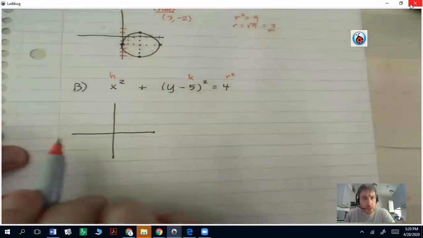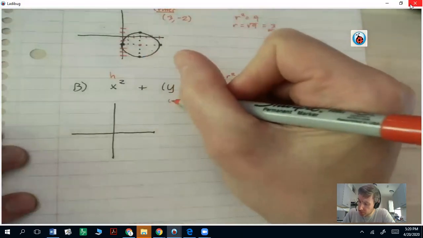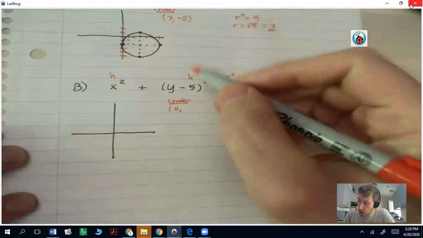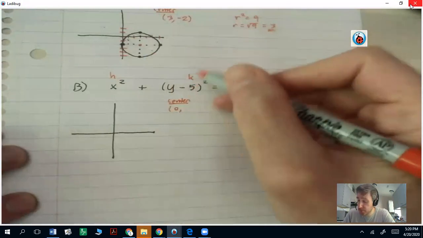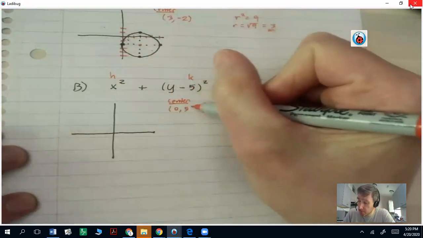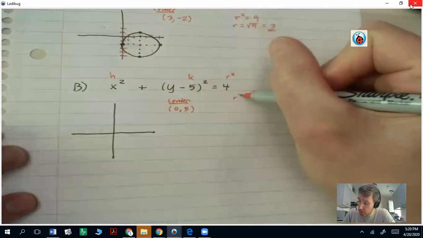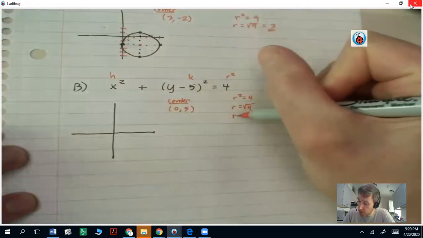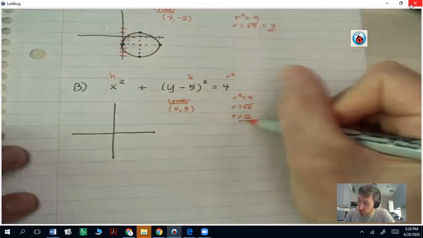Well, h doesn't have a number, so that's going to be 0. k is going to be 5. It's going to be the opposite of this minus 5, so positive 5. r squared equals 4. r is the square root of 4. The square root of 4 is 2.